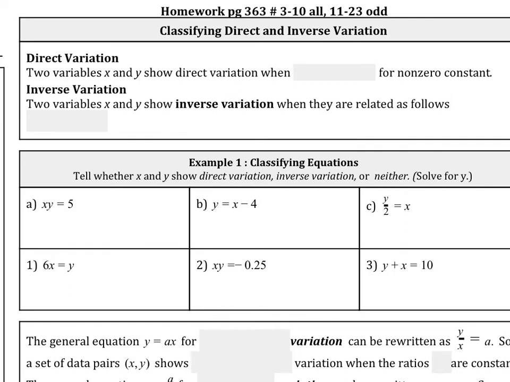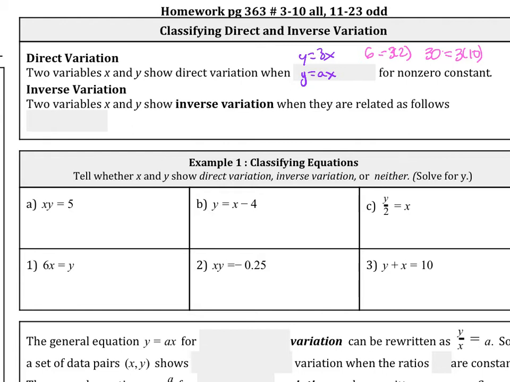So two variables, x and y, show direct variation when y equals a times x for non-zero constants. So notice that if we plugged in a number here, let's just say this is 3, and we plugged in x is 2, so 3 times 2, that's going to be 6. If we plug in, let's say, x is 10, what's going to happen to y? That gets larger, right? So as x increases, y increases.